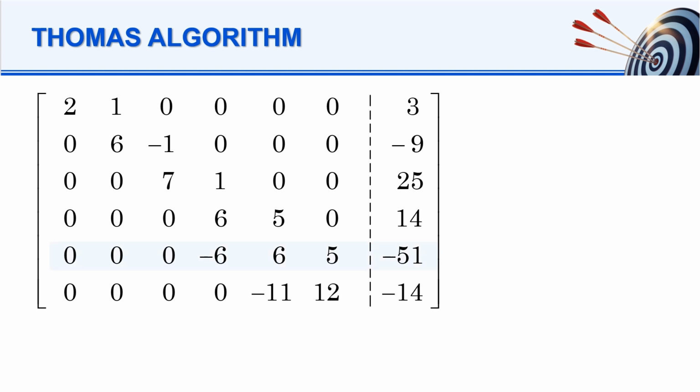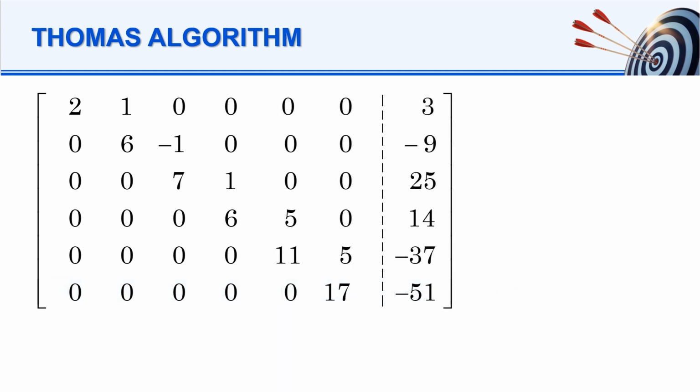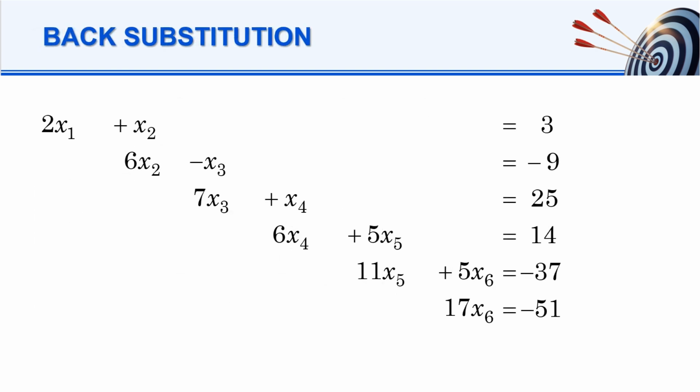To eliminate the -6 in the fourth column fifth row element, we add the fourth row to the fifth row. To eliminate the -11 in the last row of the fifth column, we add row 5 to row 6. Now the resulting system is an upper triangular system, which can be expressed in equation form as follows. We note that the last equation has only one unknown, x6, and can simply be found as.